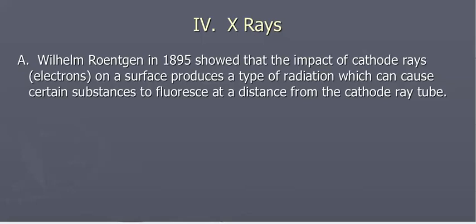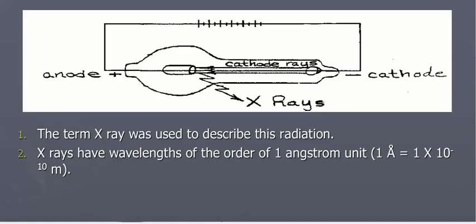X-rays were discovered in 1895 when it was shown that cathode rays produced a type of radiation which caused certain substances to fluoresce. So here's our cathode ray tube, and this stream of negatively charged particles created a type of energy or electromagnetic radiation which became known as X-rays. And X-rays have wavelengths on the order of 1 angstrom unit, which is 10 to the negative 10th meters.